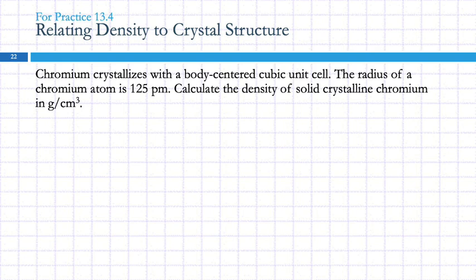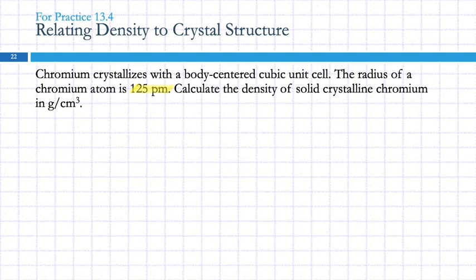Here's another one of those body-centered cubic unit cell calculations. Here they're telling us this is chromium. And the radius of the chromium atom is 125 picometers. Calculate the density of solid crystalline chromium in grams per cubic centimeters. So they gave us just one number, and they're asking us to calculate the density of this stuff.